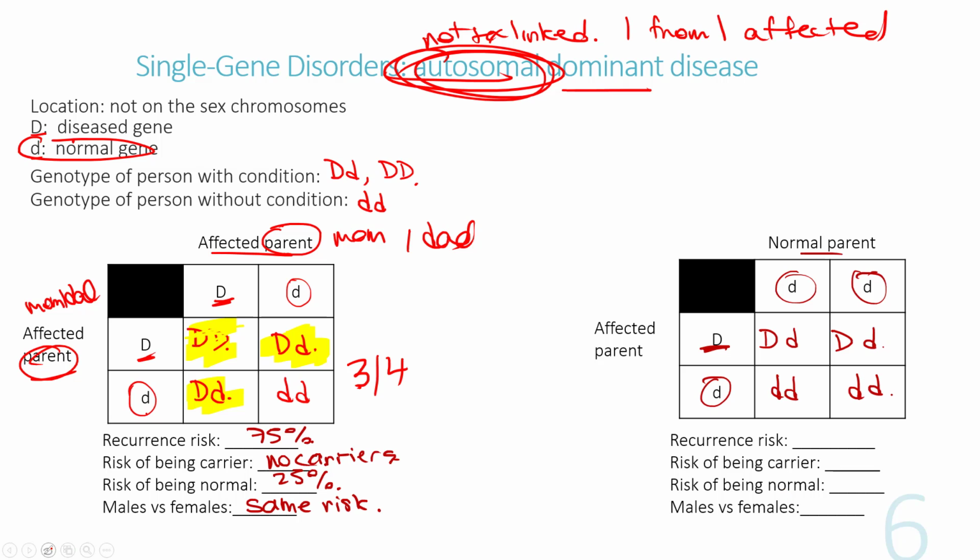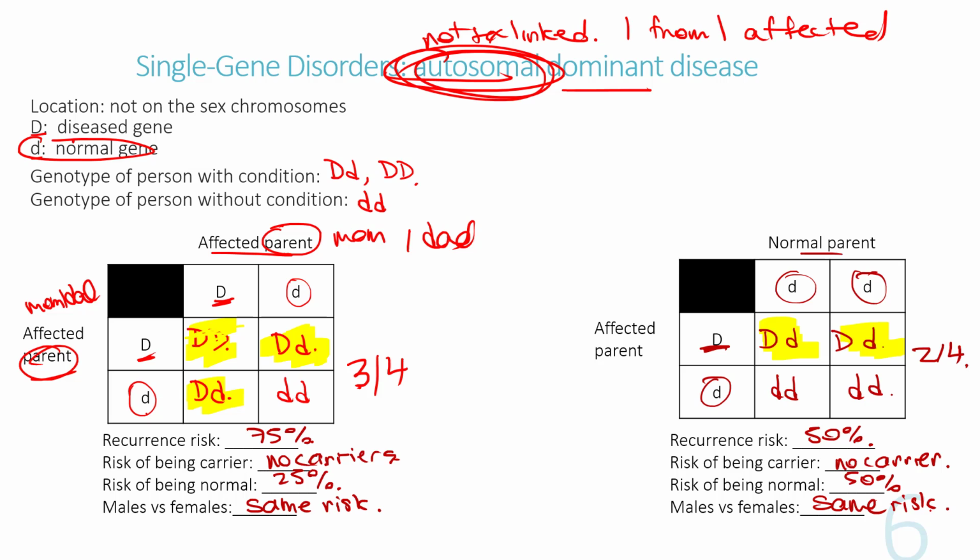So over here, what you can say here is out of the 4 potential children, right, you have 2 children that are affected, so 2 out of 4. So the recurrence risk is 50%. Okay, and again, risk of being carrier, there's no such thing as a carrier for a dominant disease. Risk of being normal is 50%, and males versus females carry the same risk. Okay, so hopefully you'll understand this.